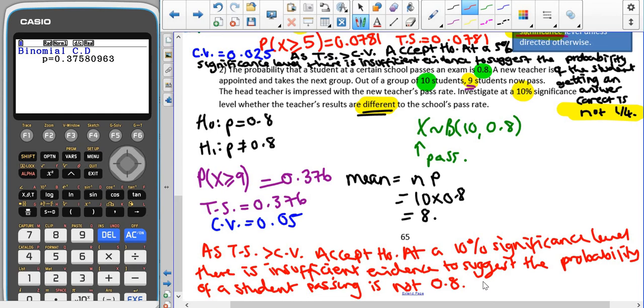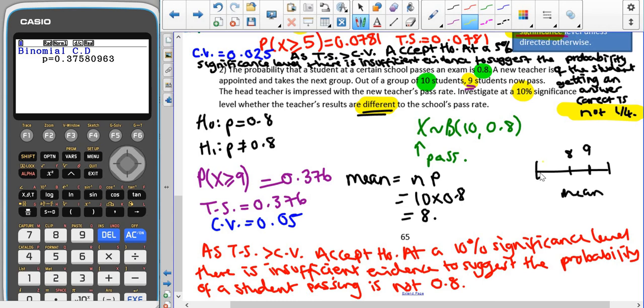Remember to always have a look at the mean and then compare it to the value that you're looking at. So in this case, we're expecting 8. We found 9. 9 is more than 8, so we're looking at greater than or equal to. If you get confused as to what side you're looking at, draw yourself a little number line. So here's my number line. My mean is 8. The value that we have in the question is 9. And because I'm expecting it to be a rare thing, I'm wanting to find the smaller area.